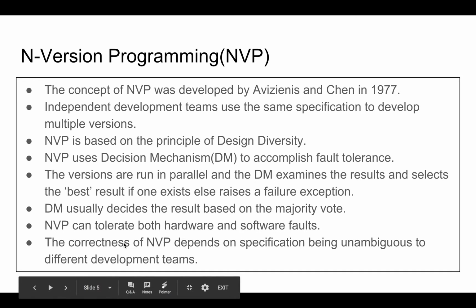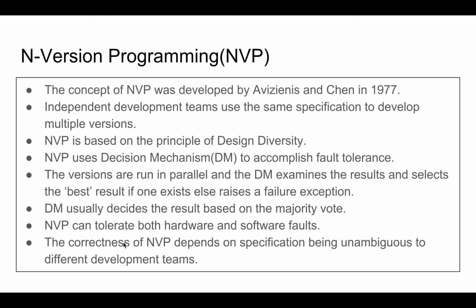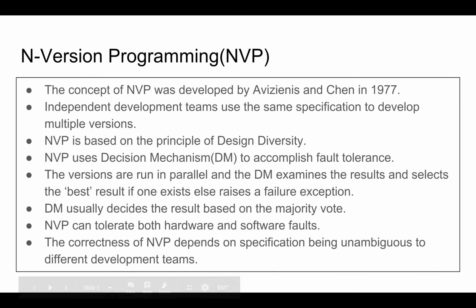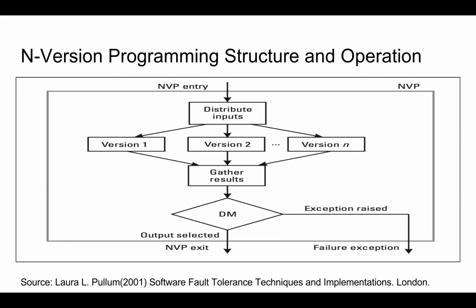NVP can tolerate both hardware and software faults. The correctness of the N version programming depends on the specification being unambiguous to different development teams. If the specification is ambiguous, the software being built will be different and N version programming will raise a failure exception. This is how the N version programming is structured and operated.